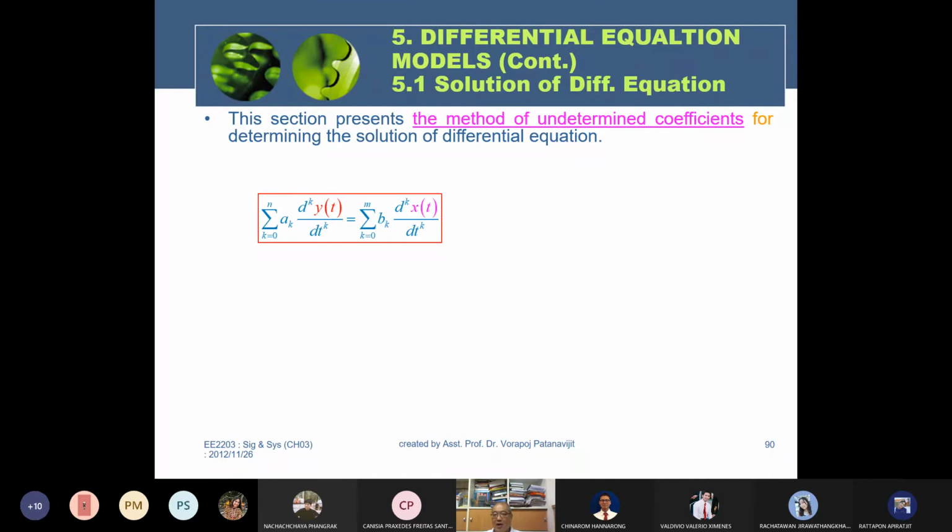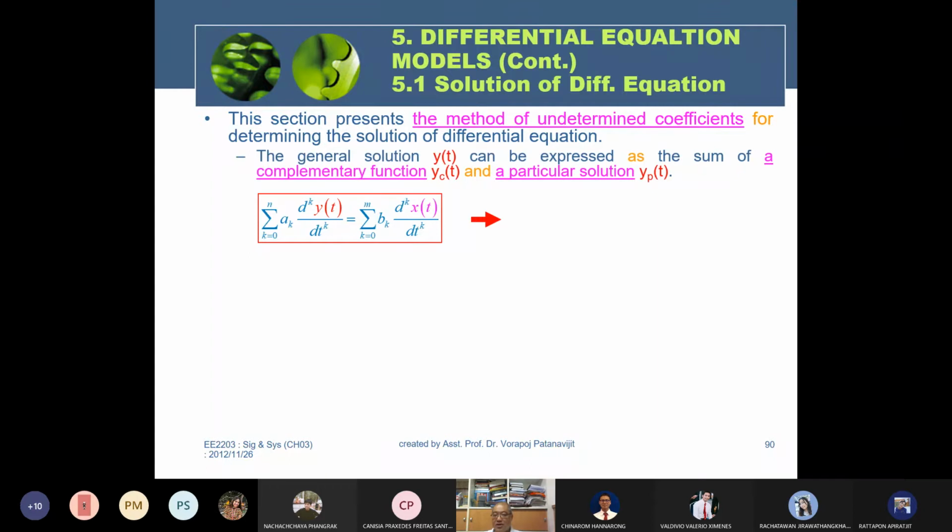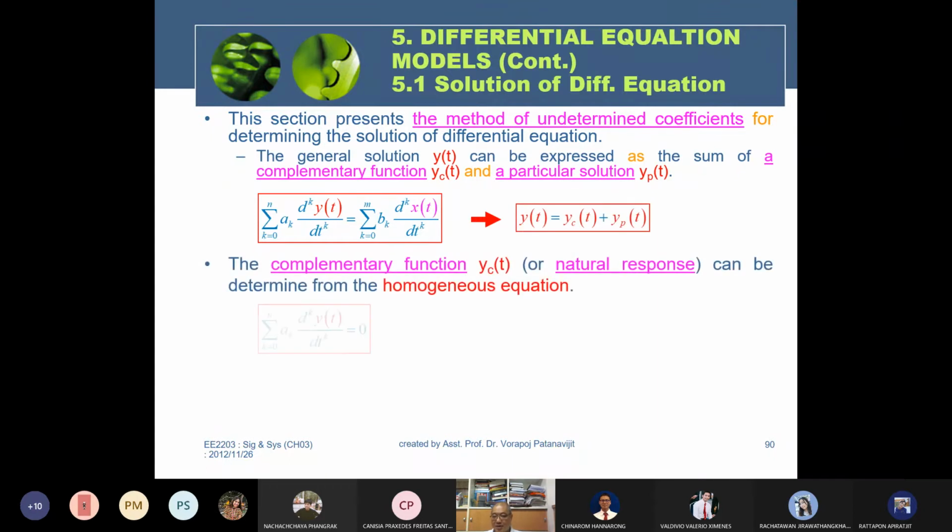Therefore, in this section we present the method of undetermined coefficients for determining the solution of the differential equation. The general solution y(t) can be expressed as the sum of the complementary function yc and a particular solution yp. The way to solve the differential equation is that y(t) will be comprised of two terms: the complementary yc and the particular solution yp. Now we go to the first one.